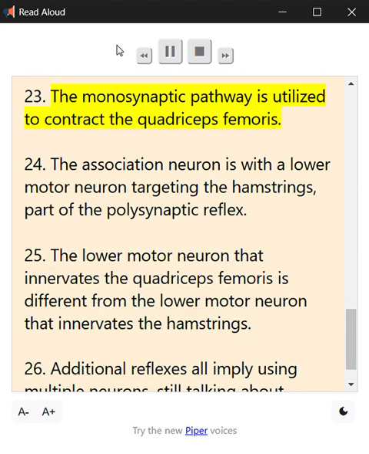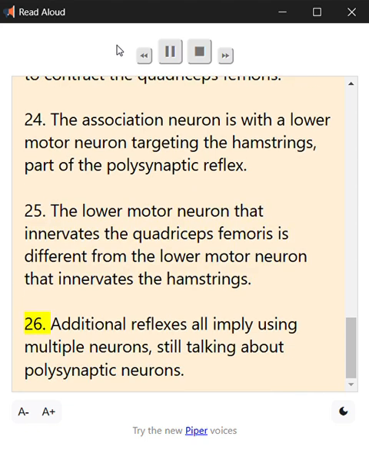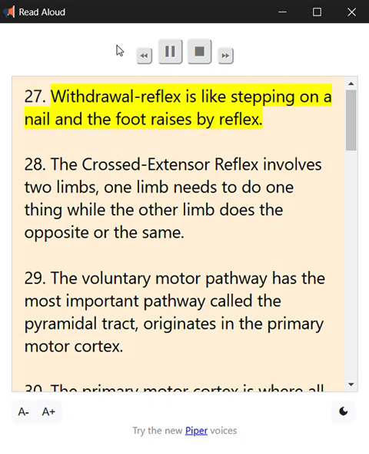23. The monosynaptic pathway is utilized to contract the quadriceps femoris. 24. The association neuron is with a lower motor neuron targeting the hamstrings, part of the polysynaptic reflex. 25. The lower motor neuron that innervates the quadriceps femoris is different from the lower motor neuron that innervates the hamstrings. 26. Additional reflexes all imply using multiple neurons, still talking about polysynaptic reflexes. 27. Withdrawal reflex is like stepping on a nail and the foot raises by reflex. 28. The crossed extensor reflex involves 2 limbs. One limb needs to do one thing while the other limb does the opposite or the same.